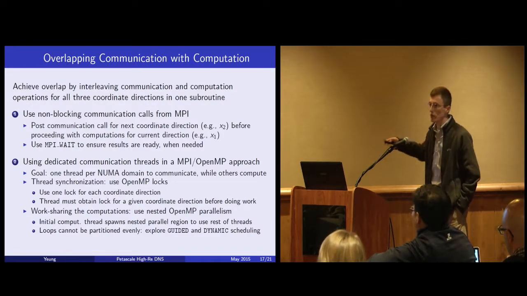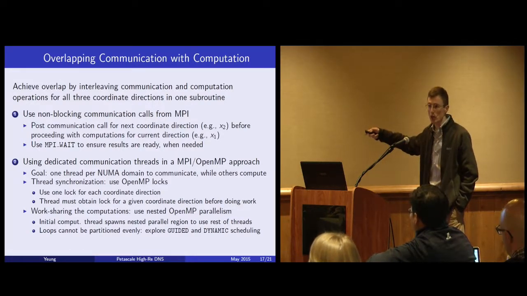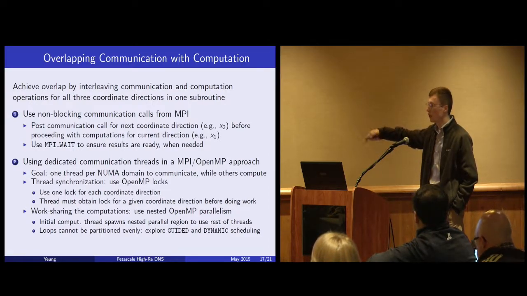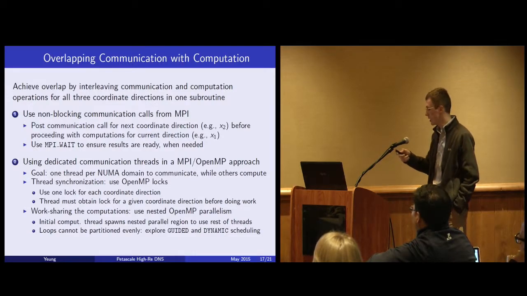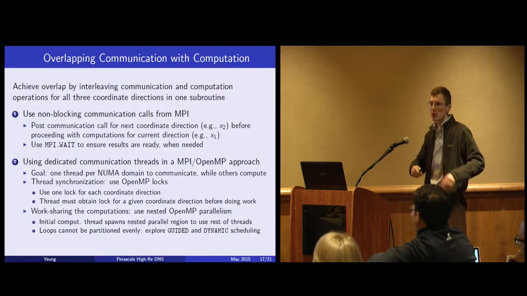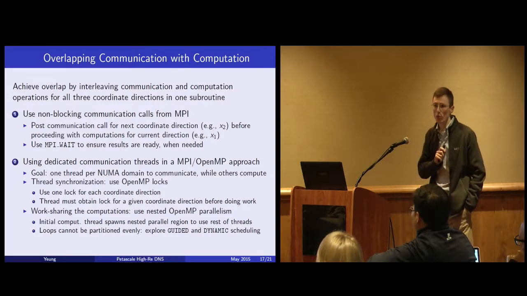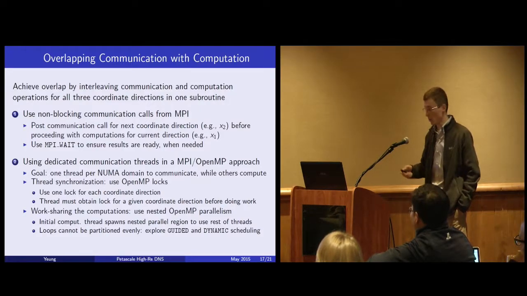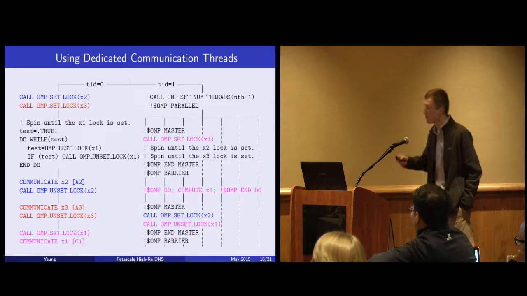So there were 2 techniques that we attempted. One is to try to use maybe a traditional MPI non-blocking communication approach, where you might post a communication call for the upcoming coordinate direction, perform some computations, and then come back and make sure the results are ready before you need them. But we also thought that it might be interesting to try a hybrid programming approach, where you have MPI and OpenMP, and then we split off a couple of communication threads where the only task they will perform is communication during the computation, and we'll have a large nested parallel region that performs the computations that are required for the compact finite difference scheme.